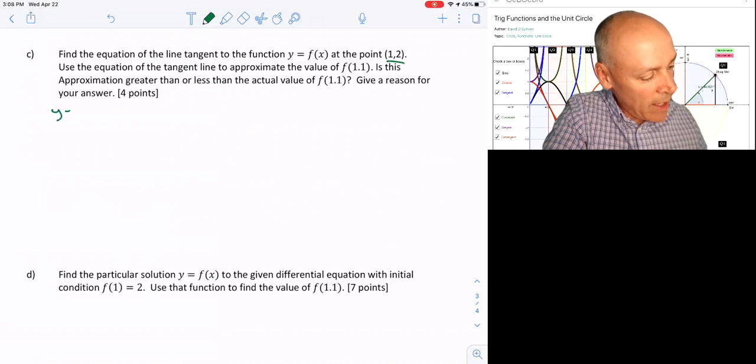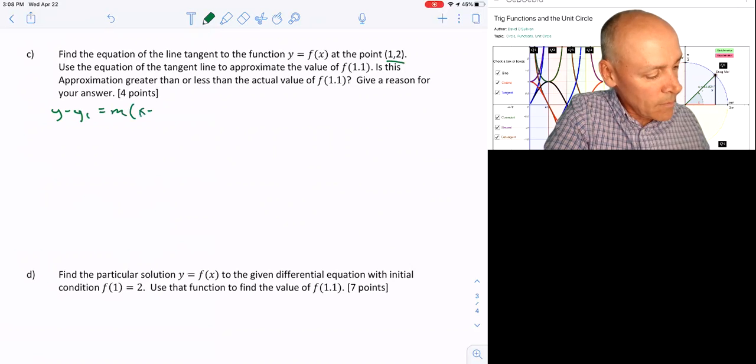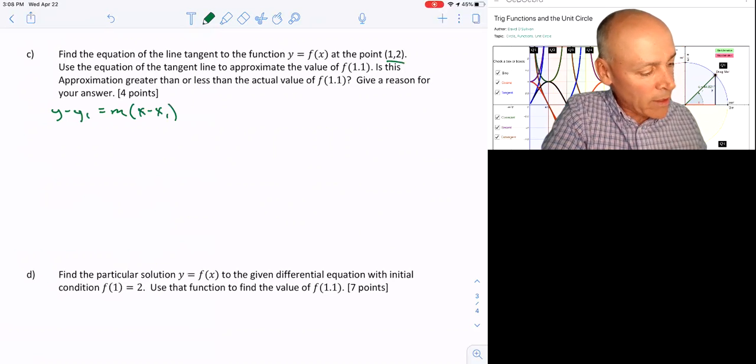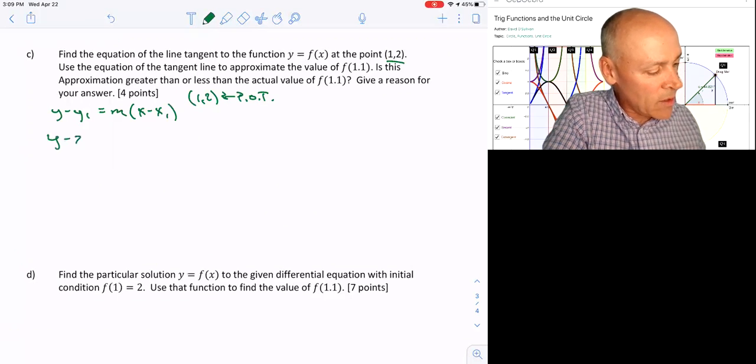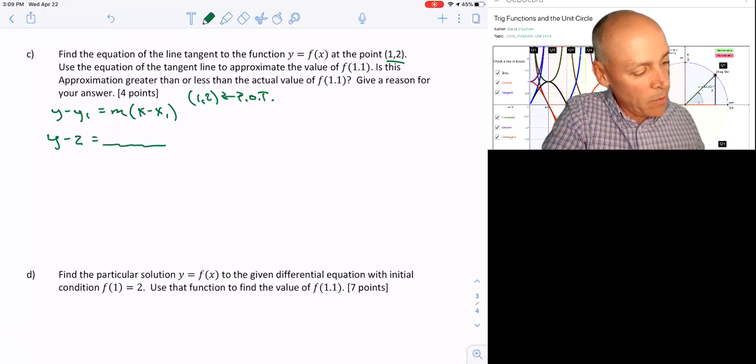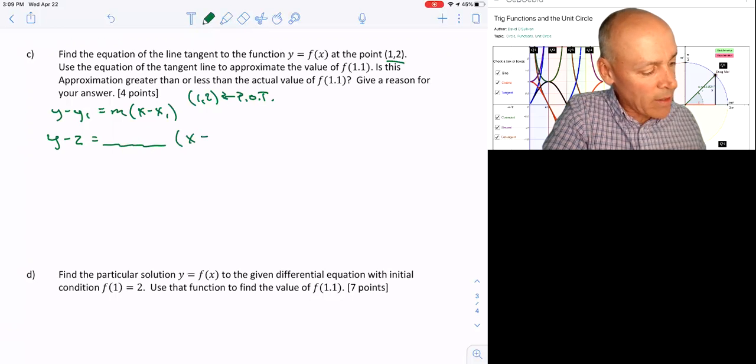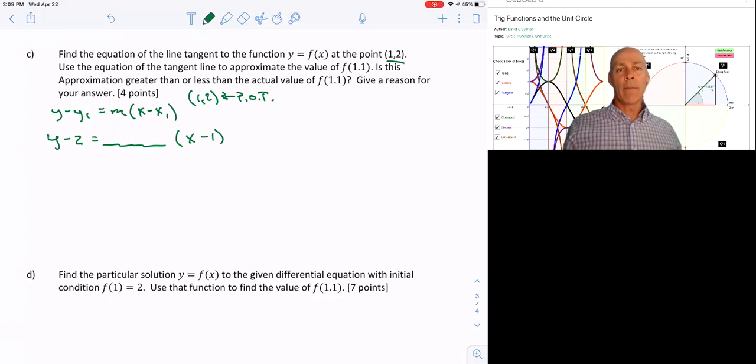So I'm busting out point slope form. I can't even remember any other forms of a linear equation other than point slope. I'm going to drop in my point of tangency at 1, 2. It's my POT. So this is going to become y minus 2, my y coordinate, my point of tangency. I'm going to leave some room for my slope times the quantity x minus 1, my x coordinate.